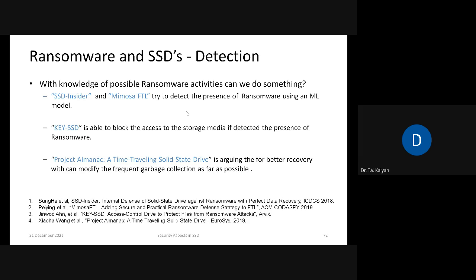Now, another approach is KeySSD. It is able to block access to the storage media once a ransomware is detected. And one other popular technique is Project Almanac, a time-traveling solid-state drive, which proposes that the garbage collector needs a lot of sophisticated modifications to do data recovery better. Like I said, the ransomware attack is becoming more and more popular, and new versions of it are coming every day. The defensive mechanisms need to be adapted for the same.